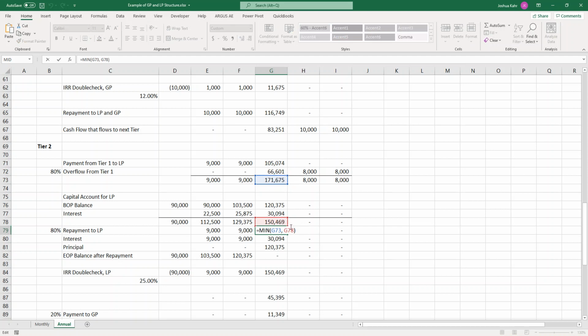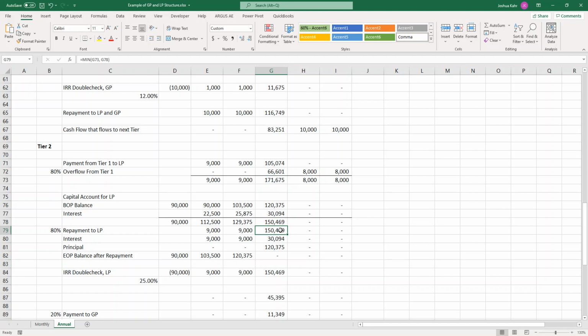That would be basically tier one and tier two. That would be tier one up to a 12% rate of return with them getting 90% of the cash, and tier two getting 80% of the cash up to a 25. So we need to give them 150.